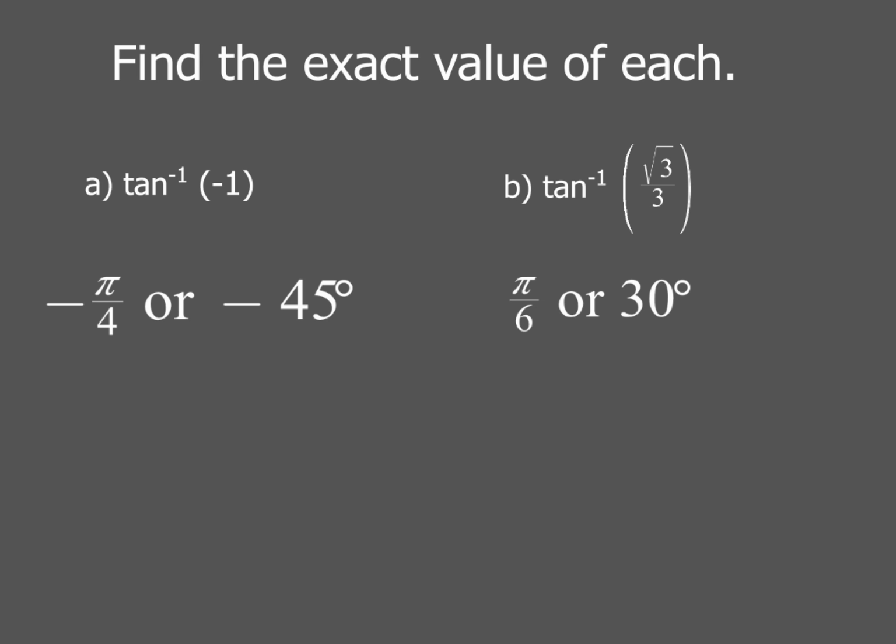So how'd you guys do? Hopefully you got both of these correct. Now you have to be careful because remember, arctangent of -1, you want one of your x or y values to be negative, which means you're going to have to be in quadrant 4, so you can't call it 7pi/4 because of the domain restriction on arctangent, so your correct answer is -pi/4 or -45 degrees. For arctangent of √3/3, that would give you pi/6 or 30 degrees.